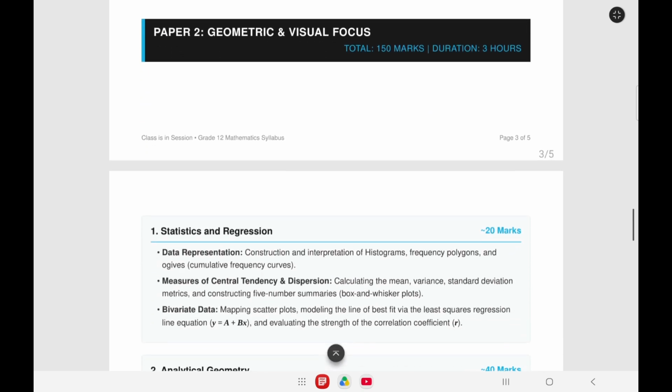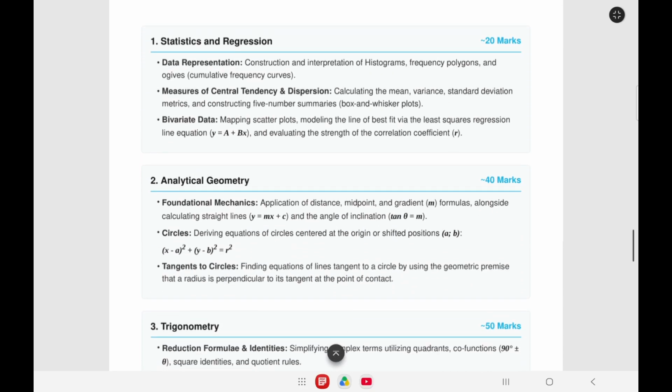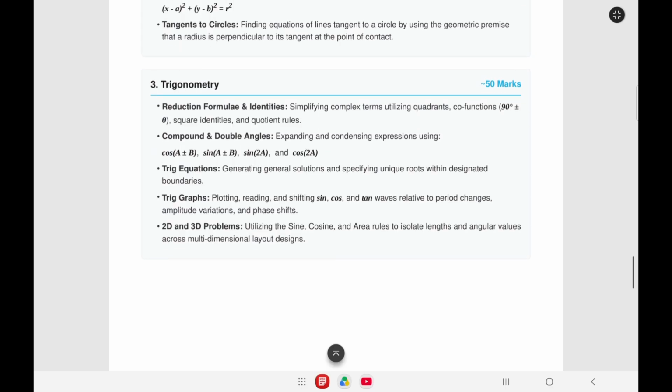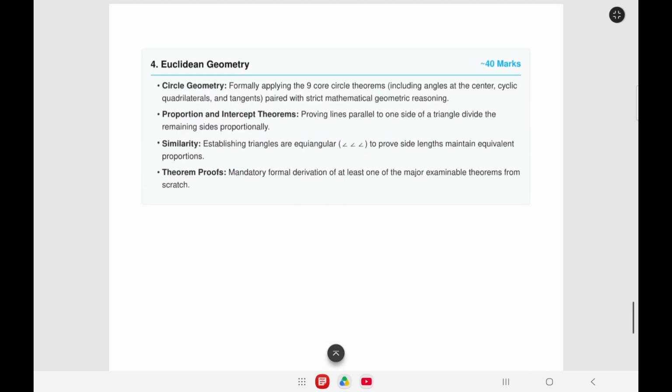Let's quickly go through the Paper 2 topics. Paper 2 is geometric and visual focus. It's worth 150 marks and duration is also 3 hours. So the first topic is normally statistics. We have statistics and regression. It's worth about 20 marks. We have analytical geometry, which is worth about 40 marks. We have trigonometry. It's worth about 50 marks. And we also have Euclidean geometry that's worth about 40 marks.